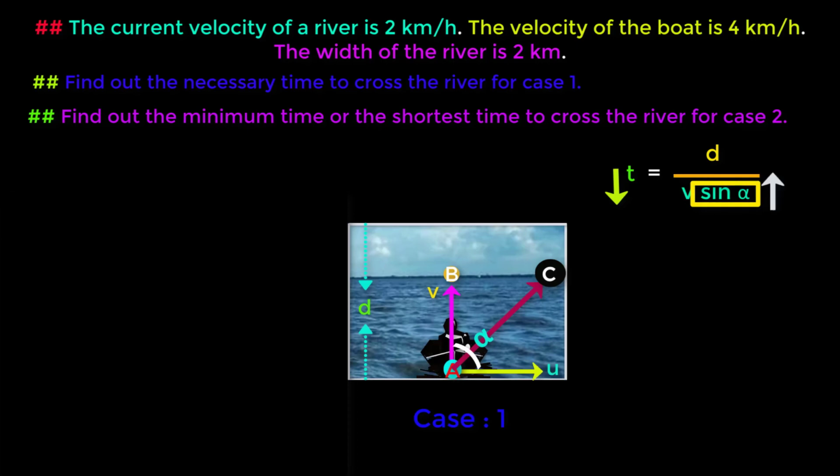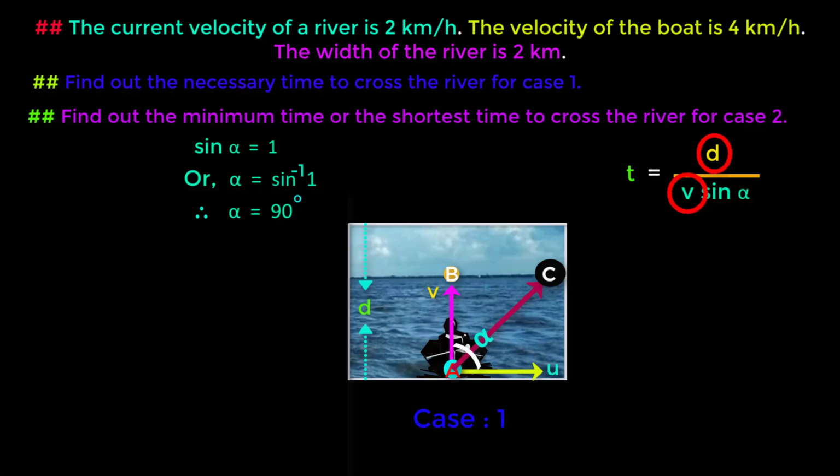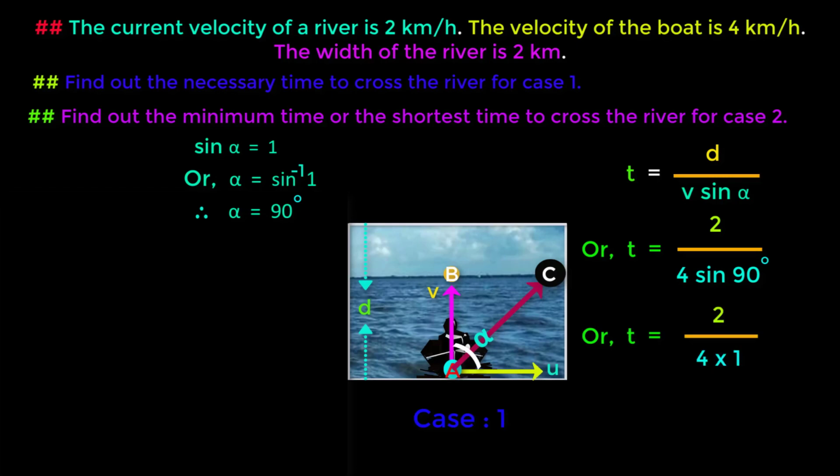Do you know what is the maximum value of sin alpha? Yes, the maximum value of sin alpha is 1. So we can write sin alpha equals 1 or alpha equals sin inverse 1. Therefore, alpha equals 90 degrees. If we put the value of d, v and this alpha in this formula, we will get t equals 2 over 4 sin 90 degrees, or t equals 2 over 4 times 1 as sin 90 degrees equals 1. Therefore, t equals 0.5 hour.